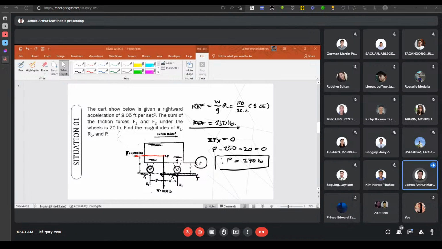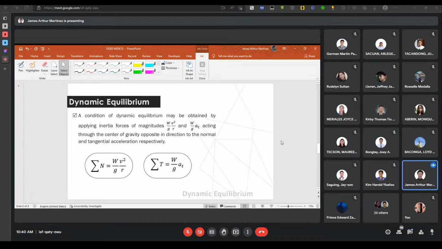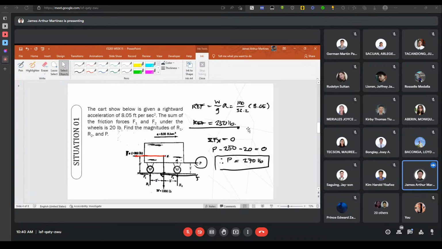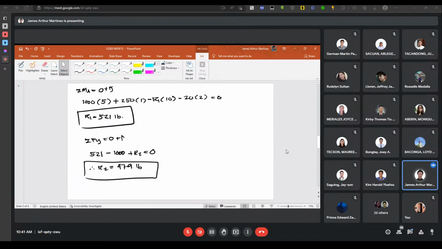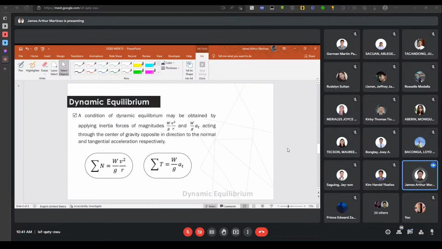Okay, sige. So, let's proceed with situation 2. Okay, by the way, this is for dynamic equilibrium for rectilinear translation. So how about curvilinear translation? We already know that the condition of dynamic equilibrium can be obtained by applying the inertia force, right, with magnitude weight over gravity times the acceleration of the body.